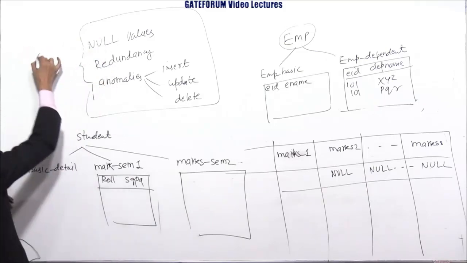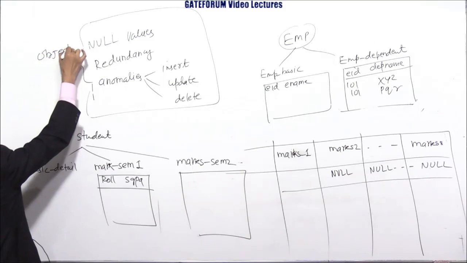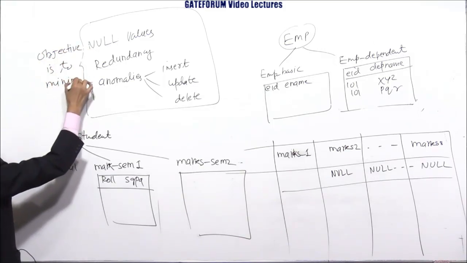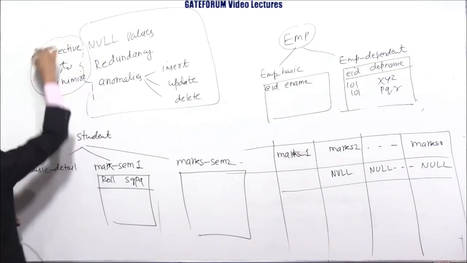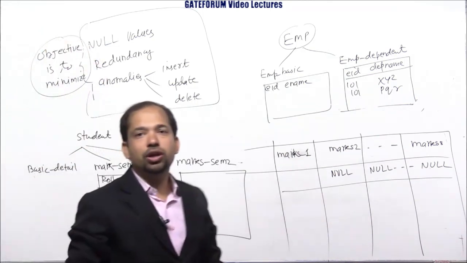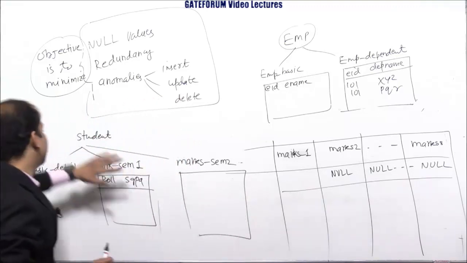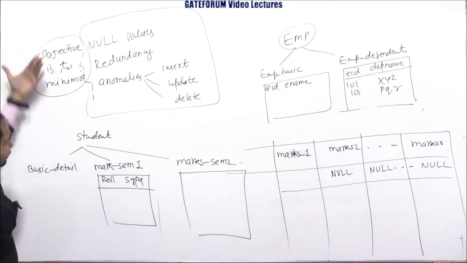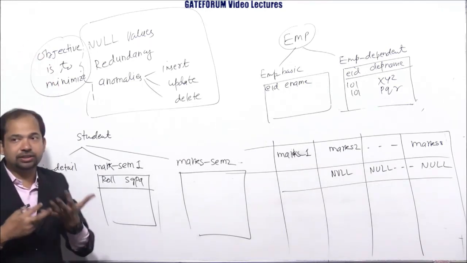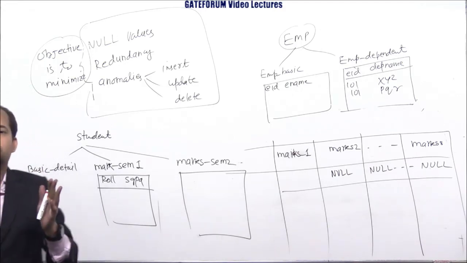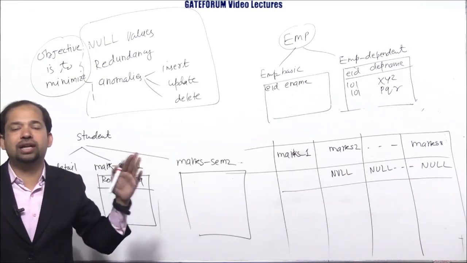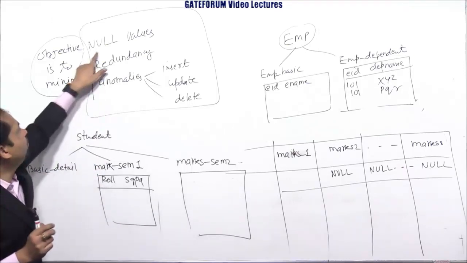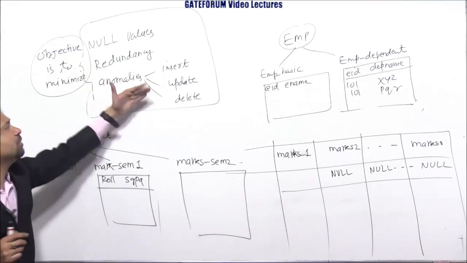The objective of normalization is to minimize. We cannot say zero null values. Zero null values is not possible. Our objective is only to minimize these null values as much as we can. Right. So if you follow the series of guidelines of normalization, it is all about how to decompose a large relation into smaller relations to achieve the desirable thing. The desirable thing means minimum null values, minimum redundancy, and no anomalies or minimum anomalies.